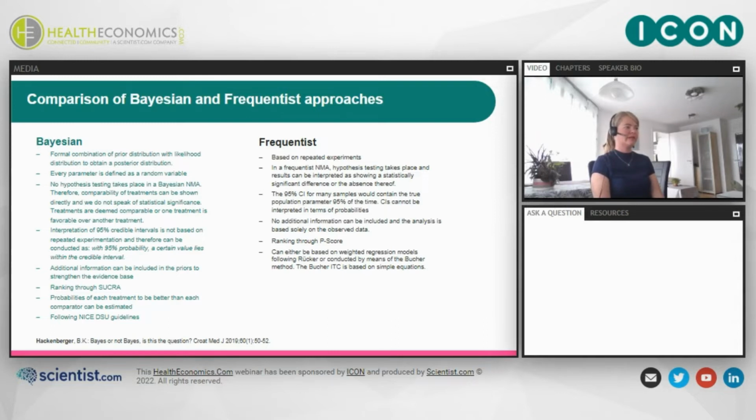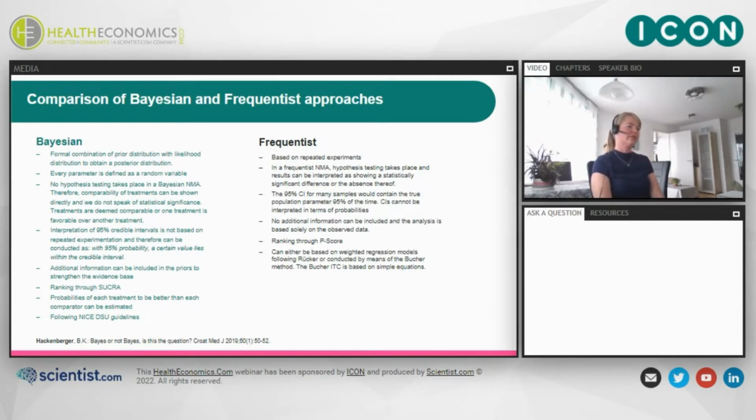We do not conduct any hypothesis testing, therefore we can say that one treatment is comparable to another treatment, and we do not speak of statistical significance, but we would then, for example, say one treatment is favorable over the other. We get results in terms of 95% credible intervals instead of confidence intervals, and these can be interpreted more intuitively, since Bayesian statistics is not based on repeated experimentation as classical statistics. We can interpret the credible interval as with 95% probability, a certain value lies within the interval.